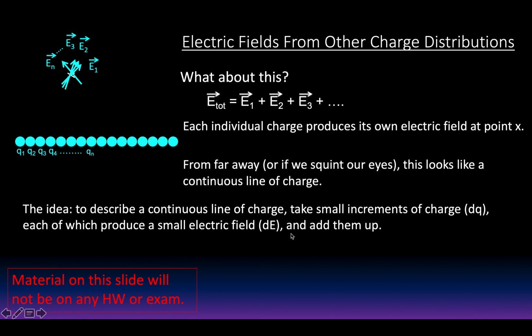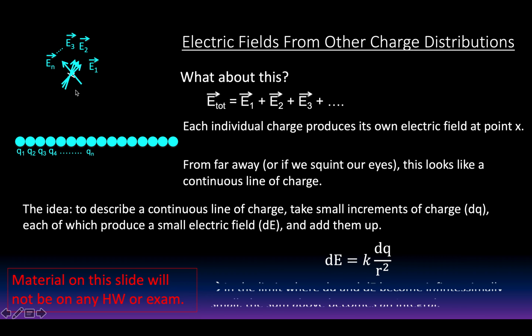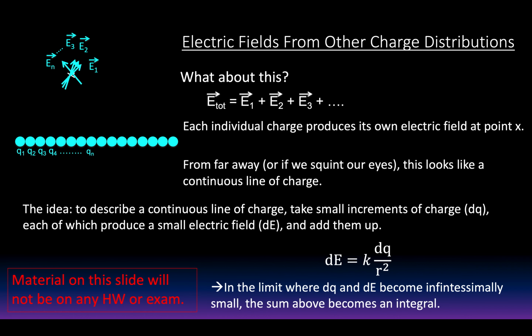An arbitrary charge that's somewhere along this line will create an electric field given by dE equals k dq over r squared. Now, if that charge is further away from the point in question, then it will be a somewhat weaker electric field. If the charge is closer to the point in question, it will be a somewhat stronger electric field, but that's okay. In the limit where the charges become infinitesimally small and the electric fields that they produce become infinitesimally small, I will be adding an infinite number of infinitesimally small quantities. I will be taking an integral at that point.